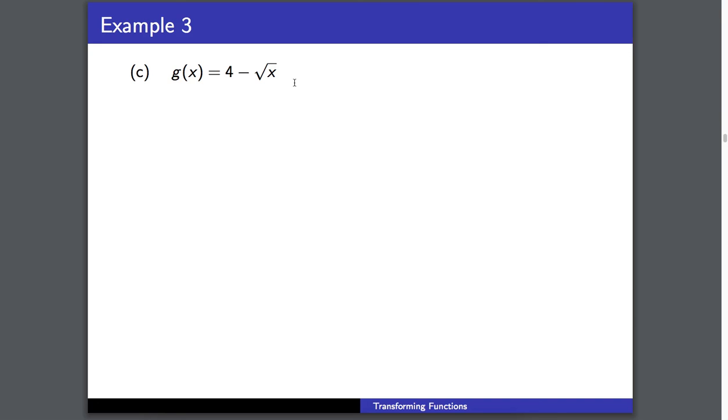All right, finally, part C, we have g of x is 4 minus the square root of x. And we're just going to rearrange these. So instead of 4 minus the square root of x, it looks a little bit more like example 3a. And we'll write it as negative square root of x plus 4. So now it looks almost similar to, very similar actually, almost identical to example 3a.